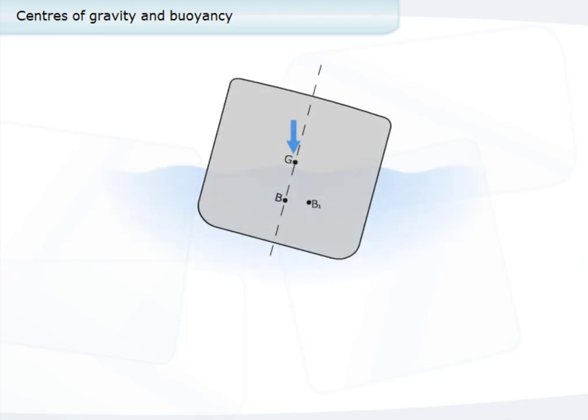A ship is in equilibrium when the weight forces acting downwards through the centre of gravity G and the buoyancy force acting upwards through the centre of buoyancy B are in the same vertical line and are of the same magnitude.